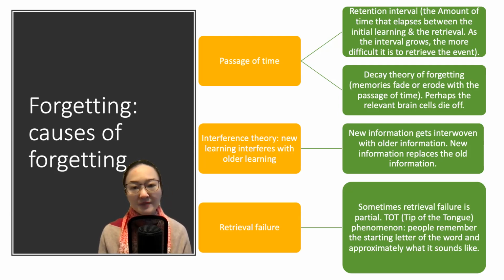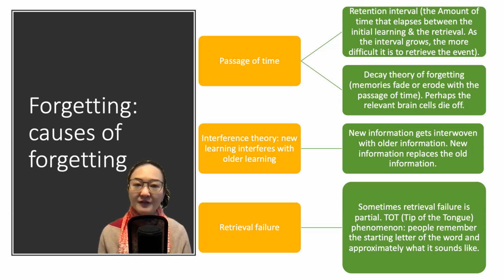Interference theory. New learning interferes with older learning. New information gets interwoven with older information. New information replaces the old information. That's why the new learning interferes with older learning. Perhaps when we learn something new, we forget the older things that we learned previously.